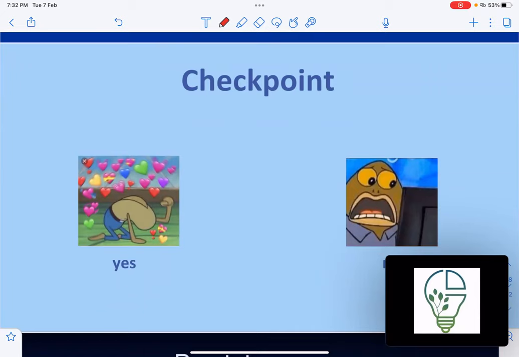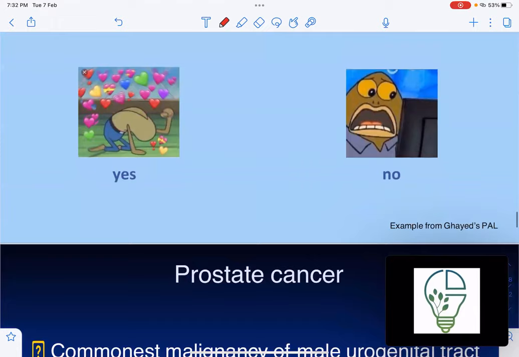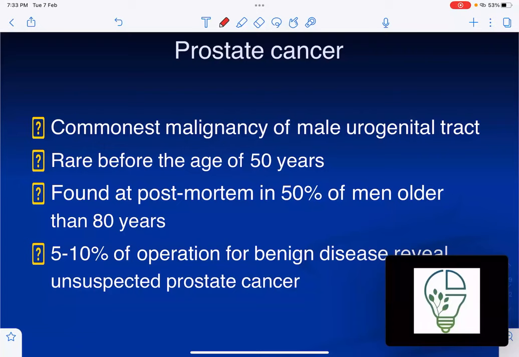Okay, we're going to move on to our third one, which is basically prostate cancer. So far we finished two main tumors: one was the renal, the other one is the bladder. So now we come to the third genitourinary carcinoma, which is prostate cancer. It is the most common malignancy of the male urogenital tract.